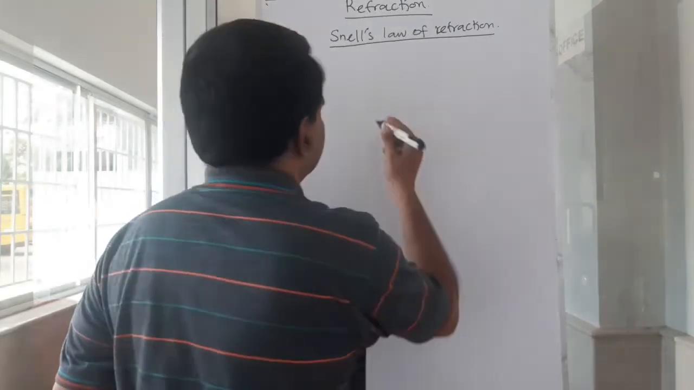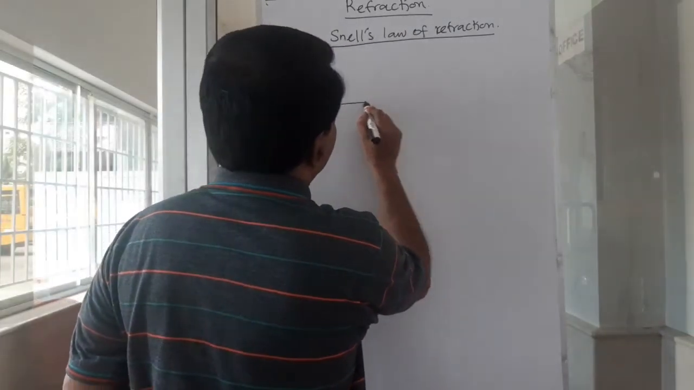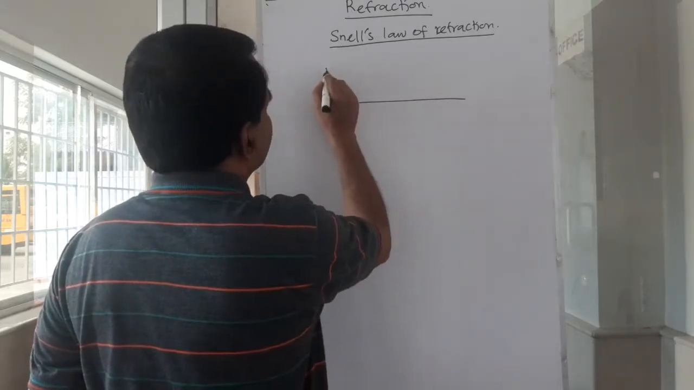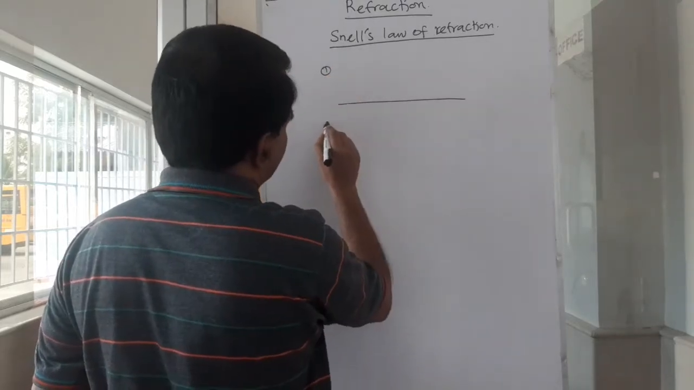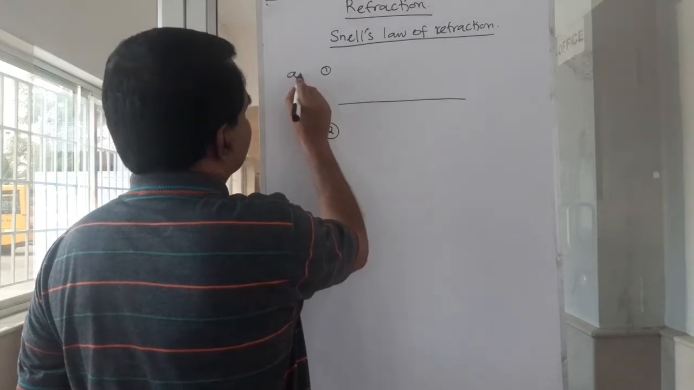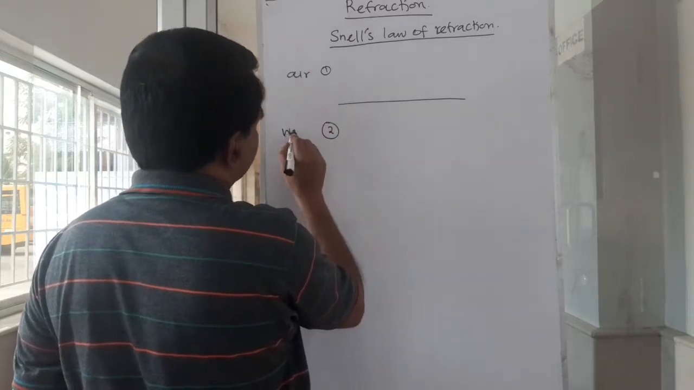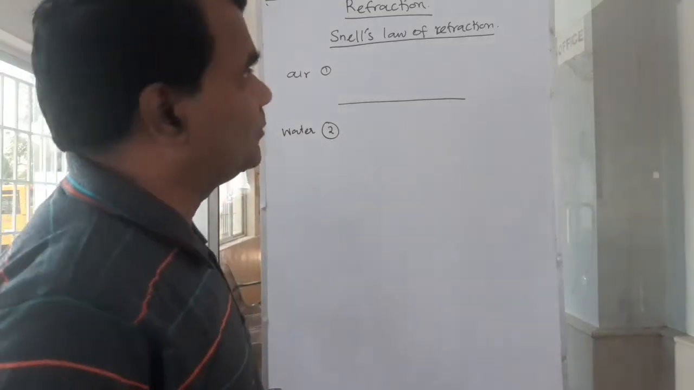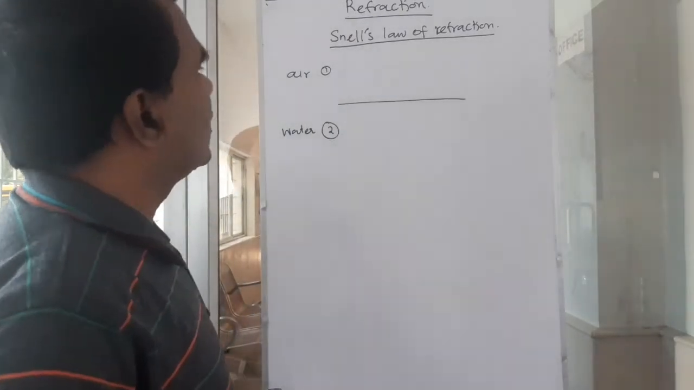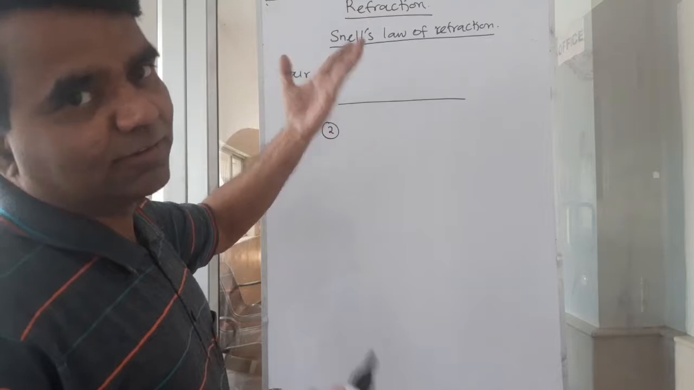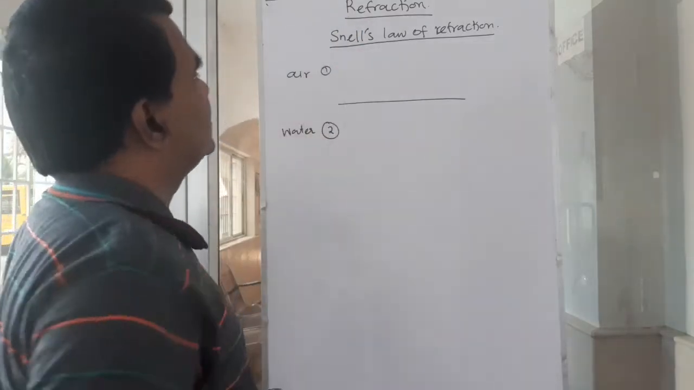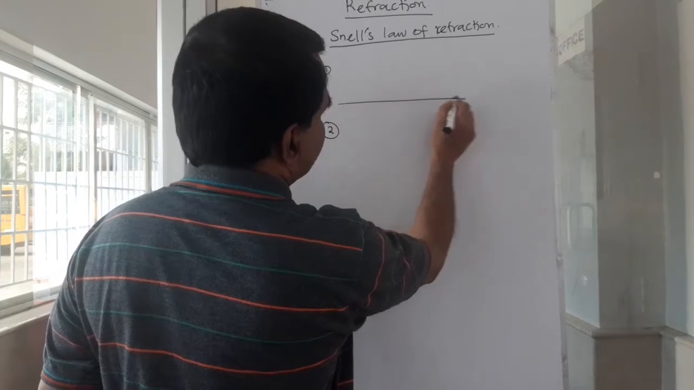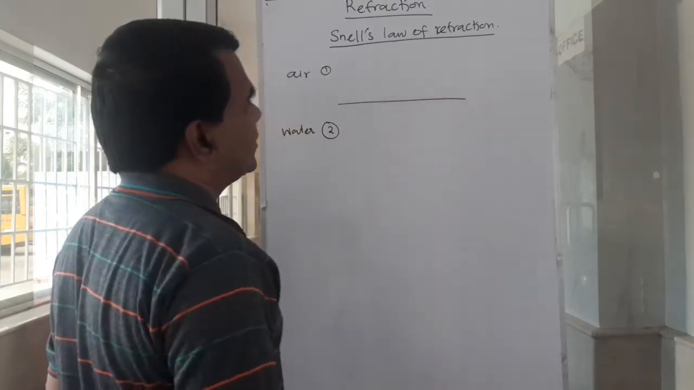Let me draw the picture. So I have two mediums. This is medium 1 and this is medium 2. So this could be air and this could be water, or any other thing, glass, anything. Or this could be vacuum and this could also be air. Okay. So you have two mediums. This surface is the interface between the two mediums.